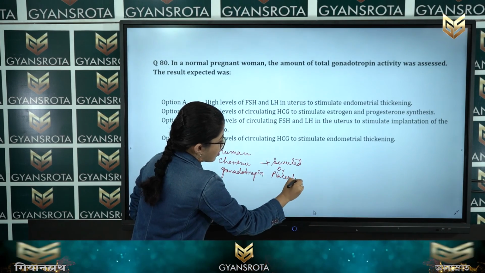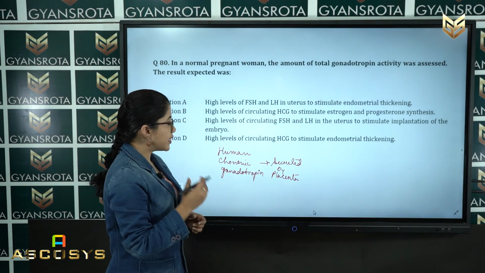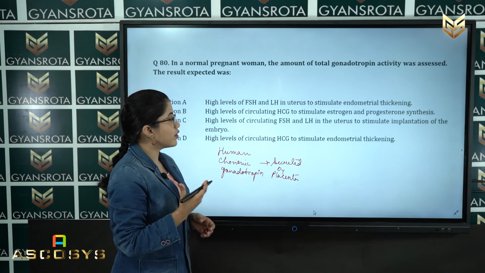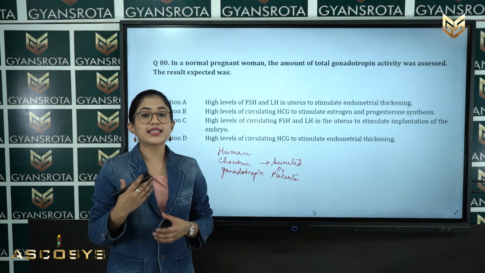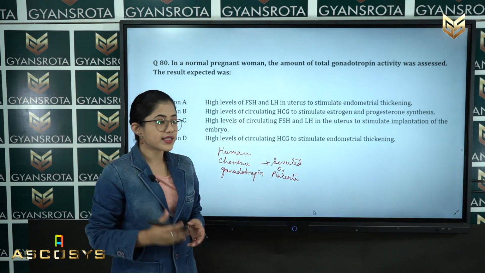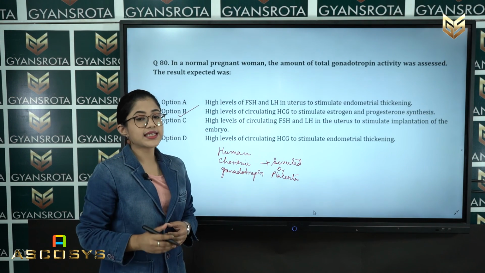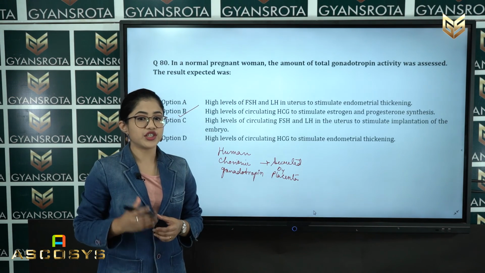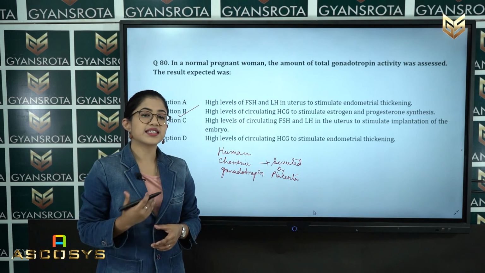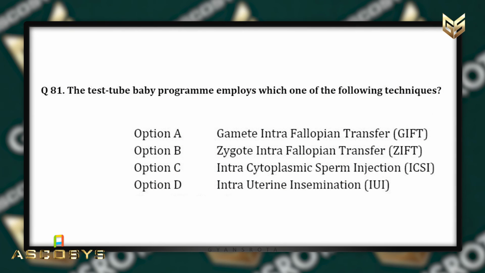This is a hormone secreted by placenta. We have got this information in the chapter human reproduction. So, this hormone is secreted by placenta, and with the increase in level of circulating this hormone, it stimulates estrogen and progesterone synthesis, which means among these 4 options, option B is the correct one, that is high levels of circulating HCG to stimulate estrogen and progesterone synthesis. So, this is the correct answer. Now, let us see the next question, that is question number 81.